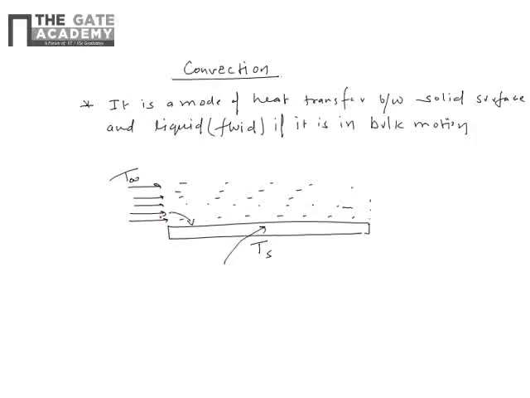When it comes into contact with the solid surface, it tries to take some heat from the solid surface or tries to give some amount of energy to the plate, depending upon the temperatures T infinity and Ts. Let us say Ts is greater than T infinity. Then the heat flow will be from surface to liquid, Q dot. So, if this liquid has some amount of bulk motion, then the heat transfer from the surface to liquid is known as convection heat transfer.